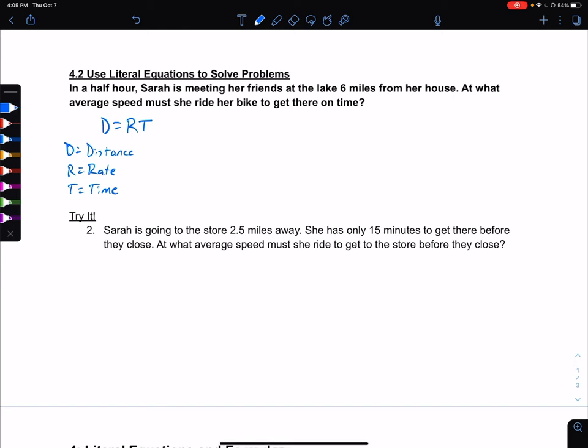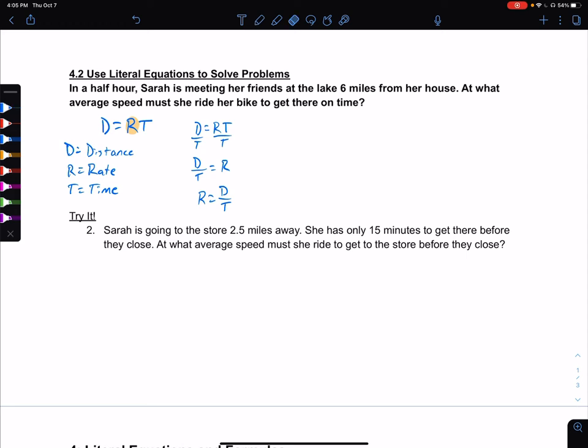So what we're trying to find out is what average speed must she ride her bike to get there on time. So we're looking for r. What I can do is take this d equals rt formula and divide both sides by t. That leaves me with d divided by t is equal to r. If I want to rewrite that a little better, r equals d divided by t. So that's my formula to solve for the rate, my average speed.